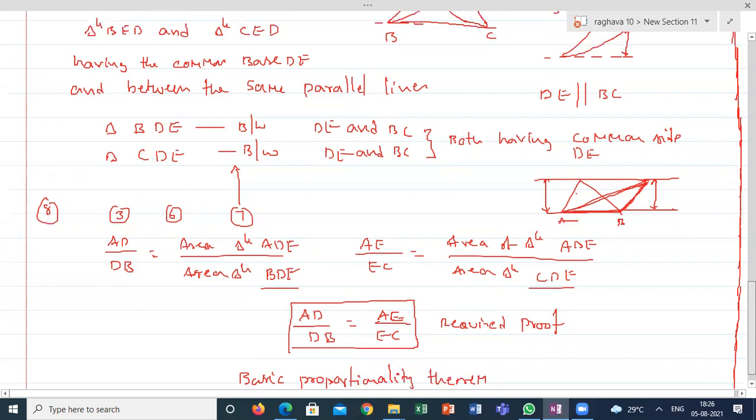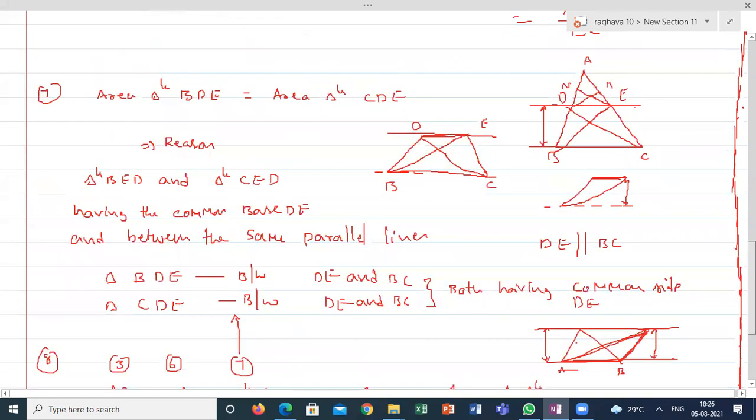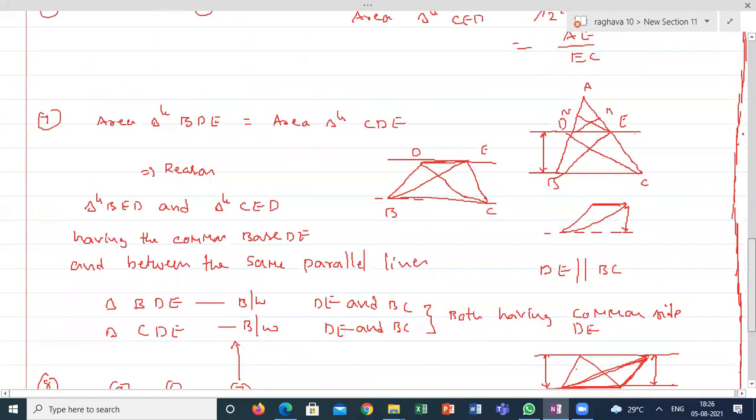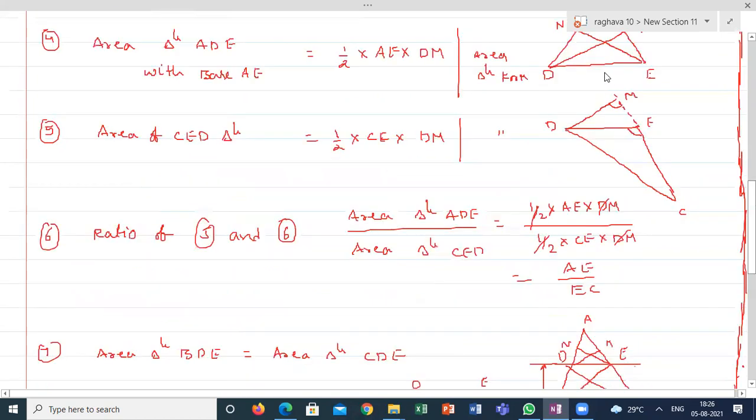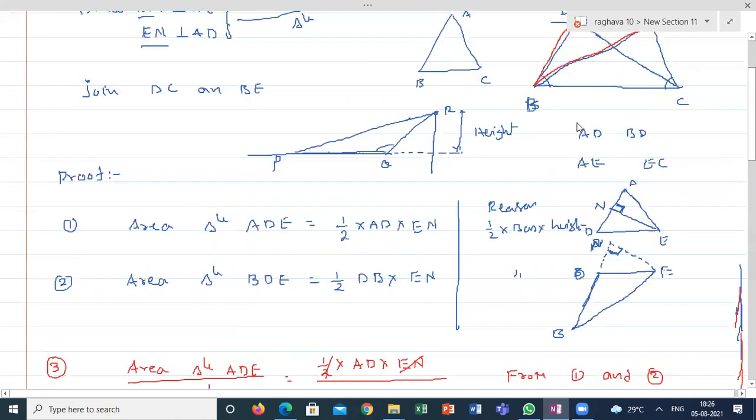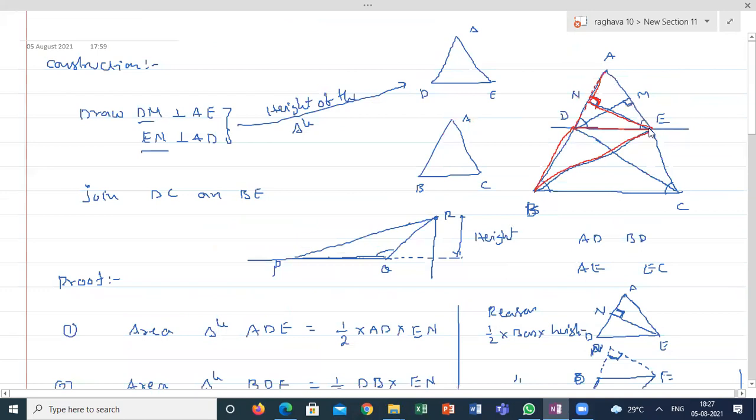See, no need to explain this much. You can write it as a statement. Only the thing is, I'm splitting the triangle. This is a single triangle with two bases. AD as the base, find the area. AE as the base, find the area.